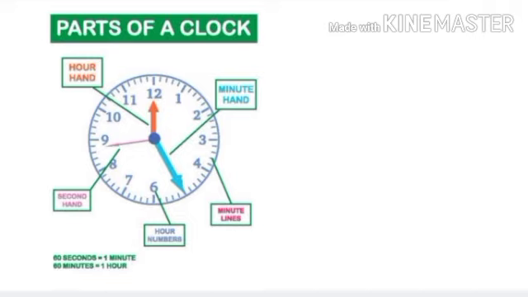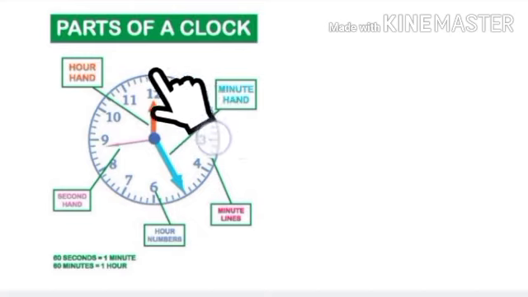Here are the parts of a clock. It has three hands. The smallest hand is the hour hand. The longest hand is the minute hand. And the fastest hand is the second hand.